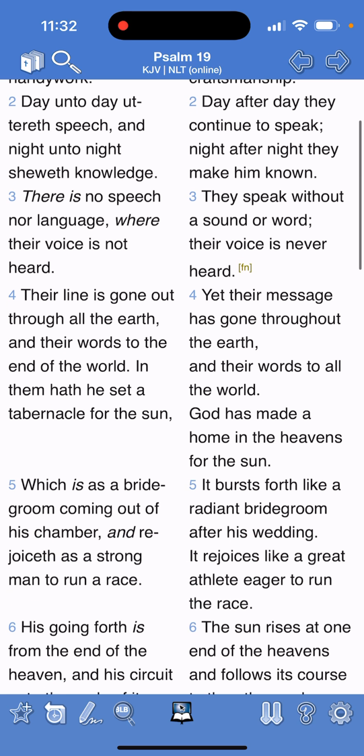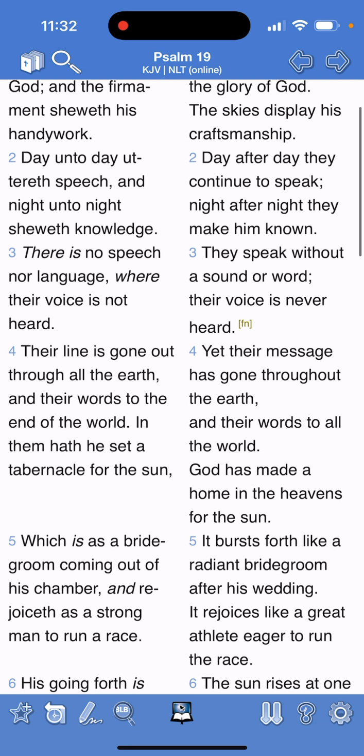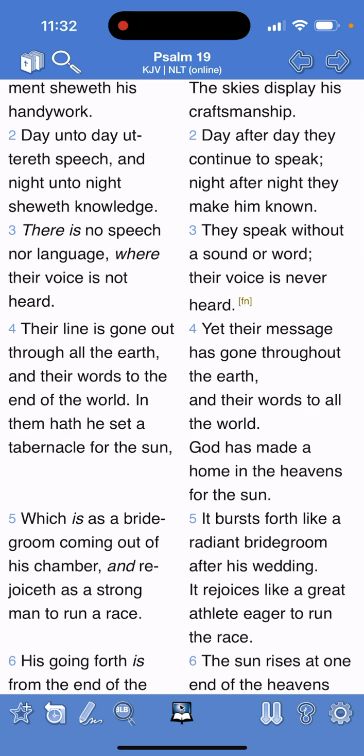Their line is gone out through all the earth, and their words to the end of the world. In them hath he set a tabernacle for the sun. All right, and this is what Paul is quoting, saying that their line is going out throughout all the earth, and their words to the end of the world. Everybody has seen, because a lot of the events in the text take place in the Middle East. This is where it's taking place. And a lot of times we try to put everybody within this mix, and it's kind of hard to do that.